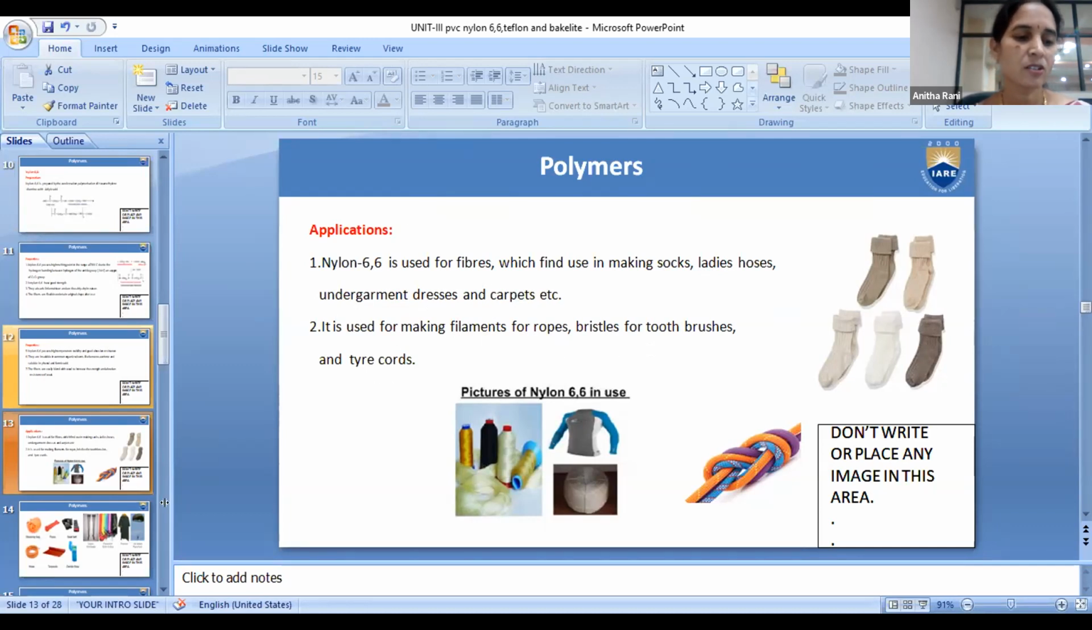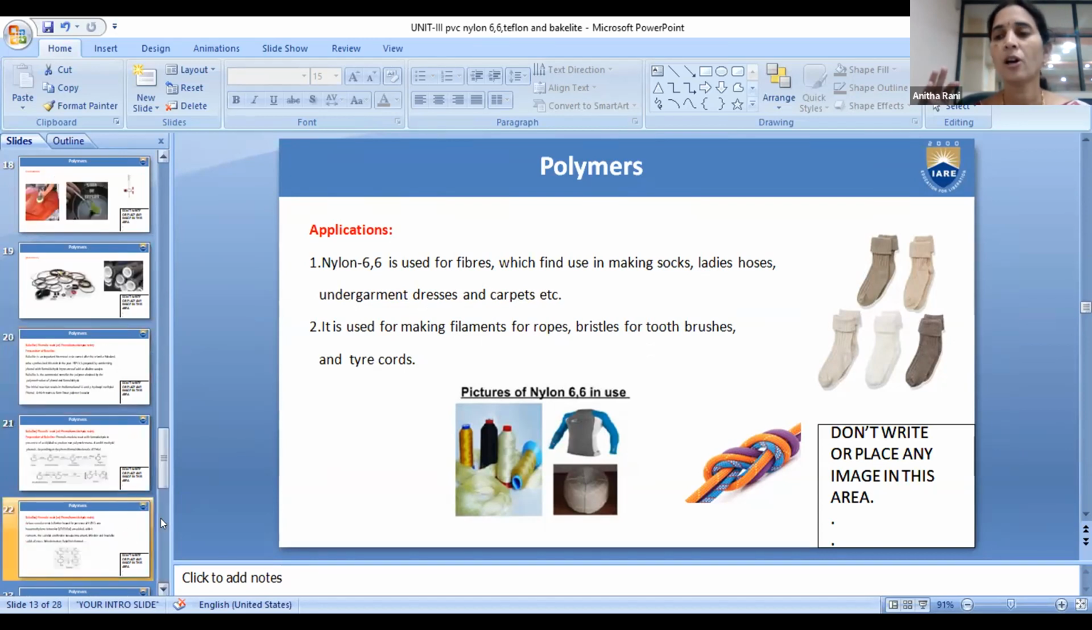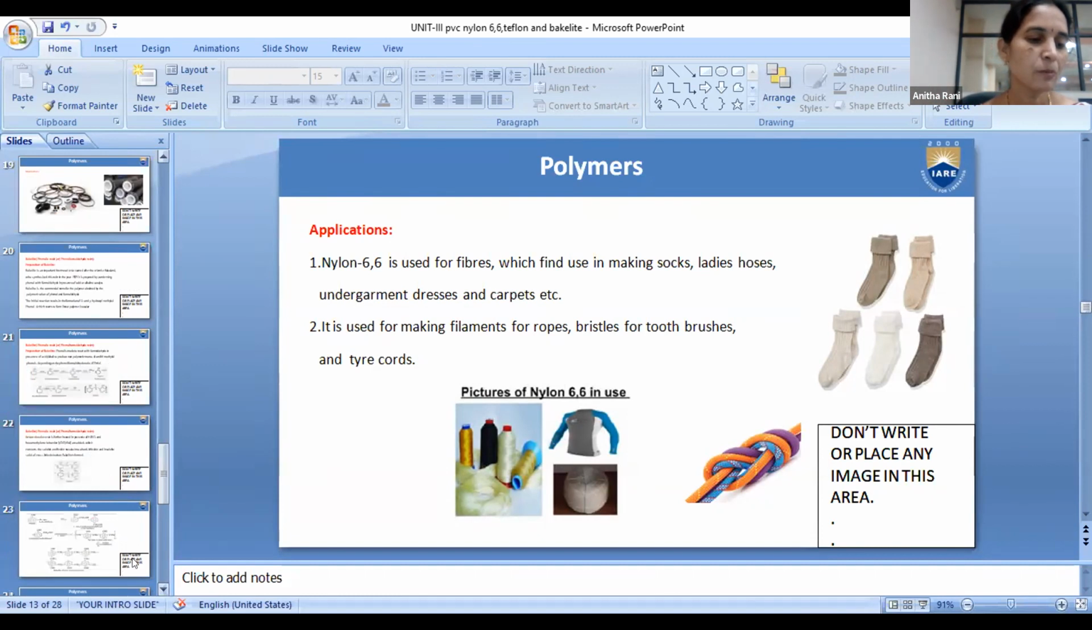Remember these applications. Students, we discussed 3 synthetic polymers: polyvinyl chloride, nylon 66 and Teflon. For these 3, first you have to learn preparation. After preparation, learn properties for each. Then you have to learn applications, uses of all the 3 synthetic polymers.